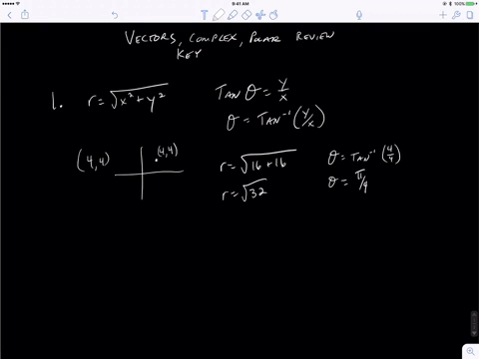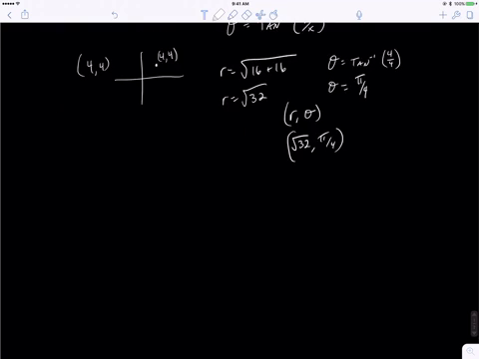So the coordinates we write as (r, theta). So it's going to be (root 32, pi over 4). And actually that root 32 can simplify, right? That's 16 times 2. So it'll be (4 root 2, pi over 4). All right, the next one.